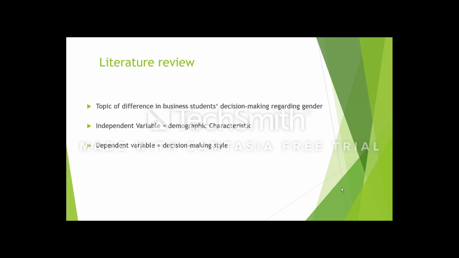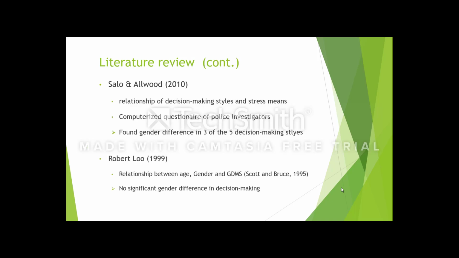the variables have been set: the independent variable is the demographic characteristic of a business student, whereas the dependent variable is the decision-making style, namely rational, dependent, intuitive, avoidant, and spontaneous. The relationship of these variables will be investigated with the help of the following literature review. All in all, 5 articles have been reviewed.